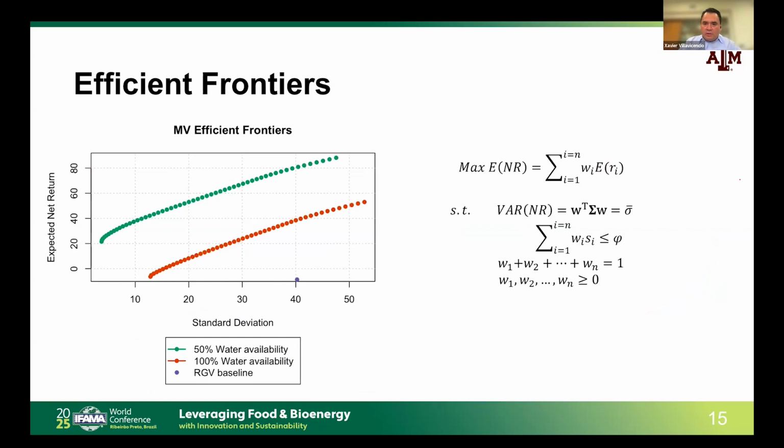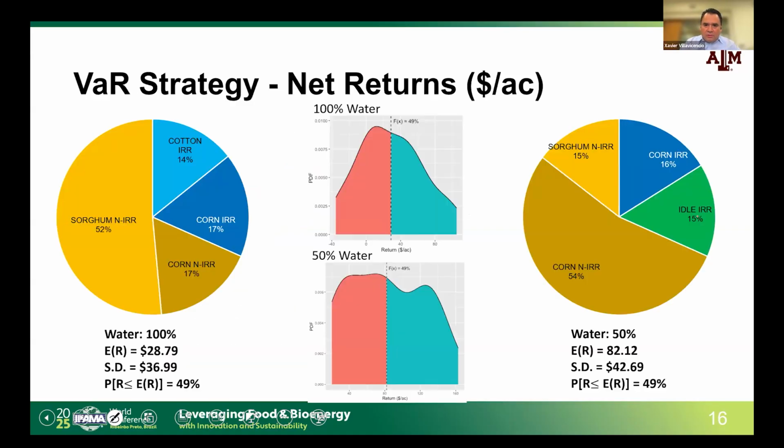This is the efficient frontier. This is the mathematical problem, if somebody wants to go deeper into the math. I don't have too much time, so I am going to run a little bit here. In the various strategies, we have a different solution here.